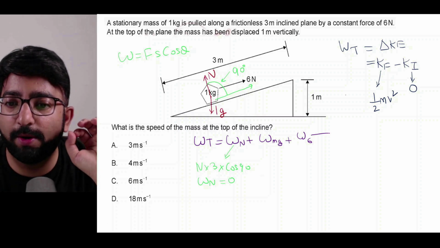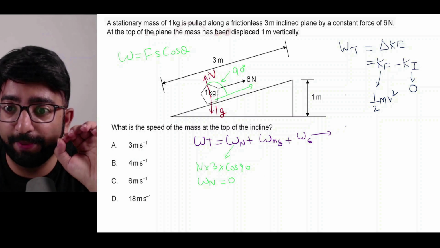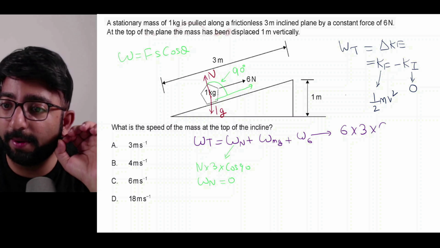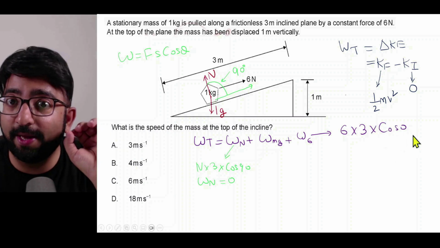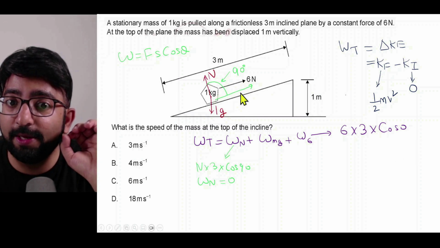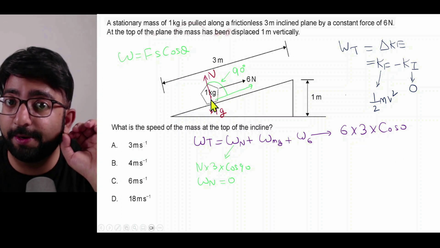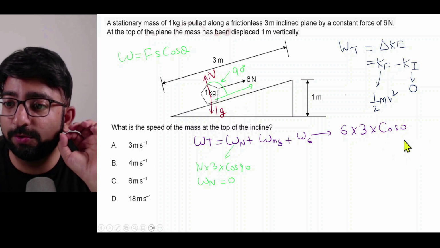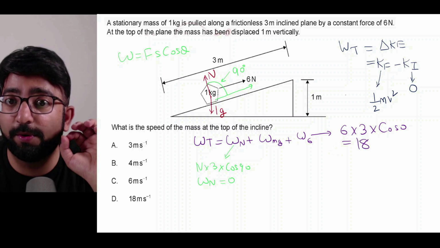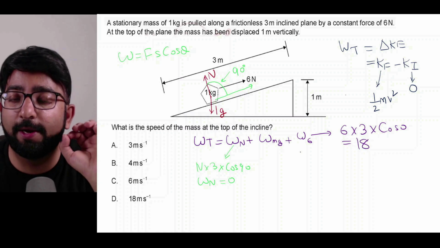Now let us try to figure out the work done by the applied force, which is 6 Newton. So work done by the 6 Newton force will be 6 multiplied by 3, which is the displacement, multiplied by cos of 0. Why is the angle 0? Because the 6 Newton force is being applied up the incline, and the object is moving in the same direction. So that is why theta will be 0. And this we can write as 18 joules. So this is the work done by the applied force.